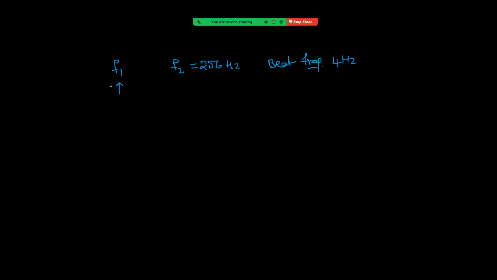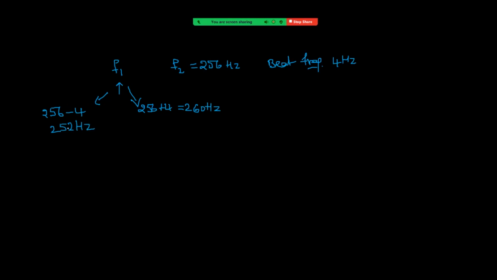So first, beat frequency 4 means the frequency of the first one is either 256 plus 4, that means 260, or the second possibility, 256 minus 4, that is 252. The answer is one of these two.